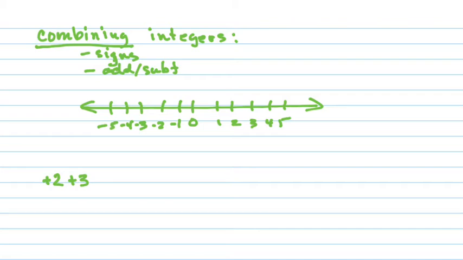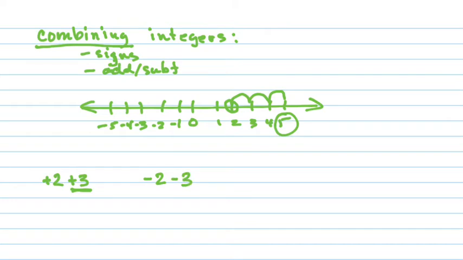Okay? Now think about it. Where is positive 2? It's right there, right? And this says I'm going to go positive 3. Well, positive means to the which direction? Right. To the right. How many units? 3 units. So 1, 2, 3 lands me where? At 5.